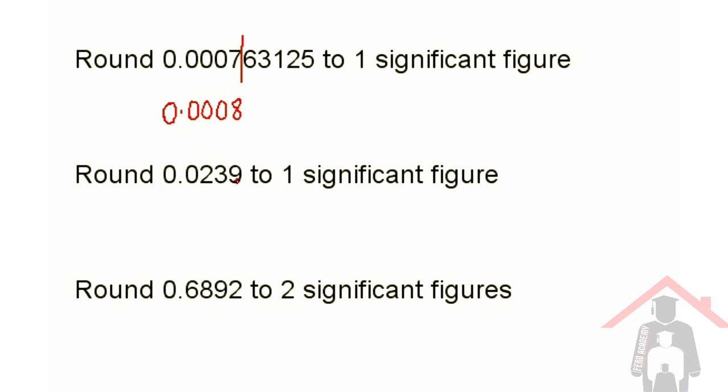On this one, I'm doing one significant figure. So I ignore the zeros and draw my line down after the first non-zero figure. I then look at this one. Because it's less than 5, this will stay the same. Remember, I mustn't fill in with zeros. I want to do 2 significant figures on this one. I'm going to ignore the 0 and count 2 non-zero figures. Then draw my line down. This is going to make this go up, so it's going to be 0.69. I don't put any zeros.